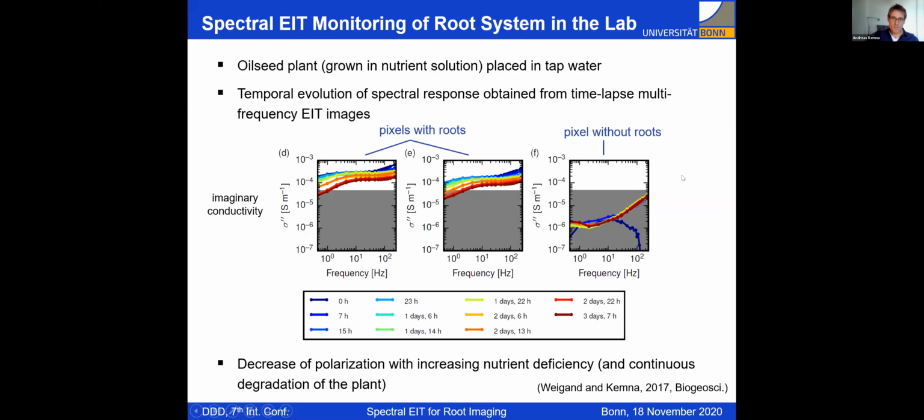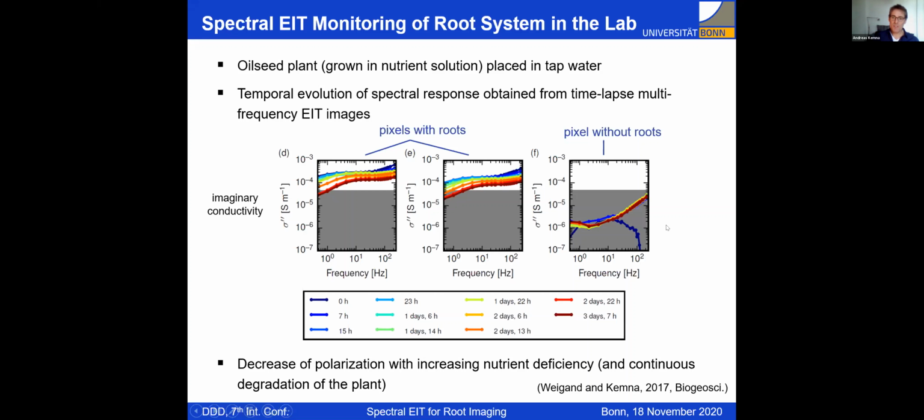While for pixels from a zone where we have no roots, we do not get any measurable polarization response at all. And so this was providing evidence that we get something with the polarization spectrum that contains physiological information, so that it is sensitive to the physiology that is going on, whatever it is. But first of all, that holds promise for looking further into the method.